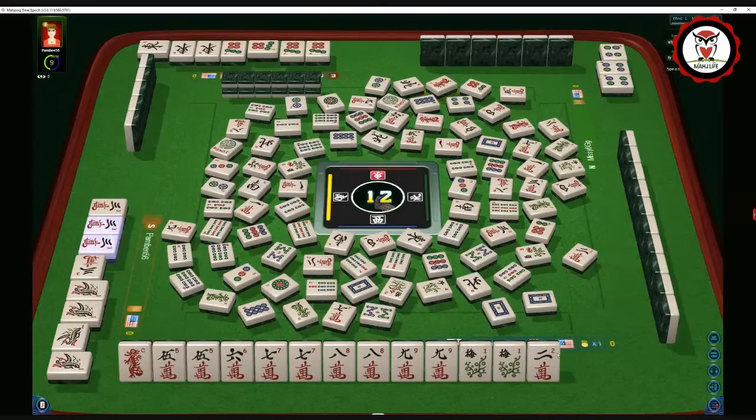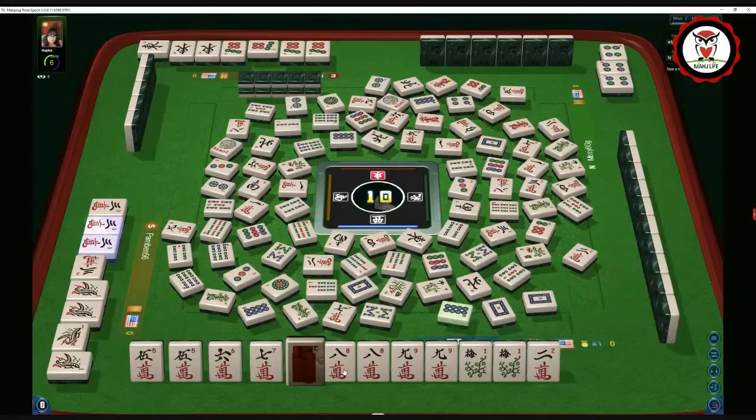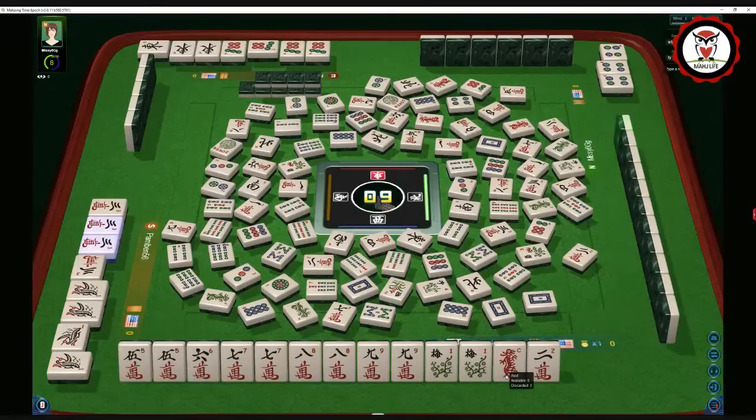Red dragon. Oh, that was our tile. 5 bamboos. 8 dot. Okay, so we can't use this red dragon anymore. We needed a pair.